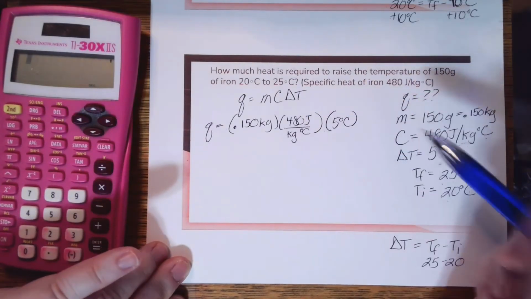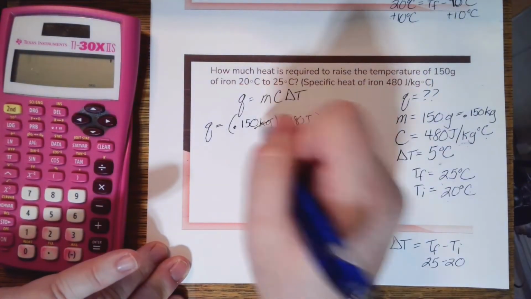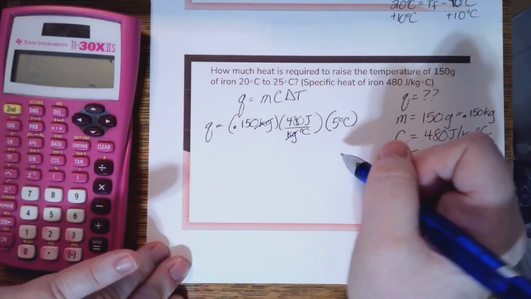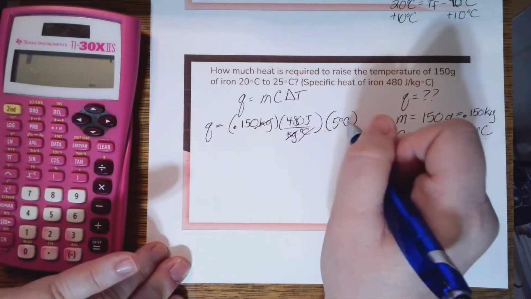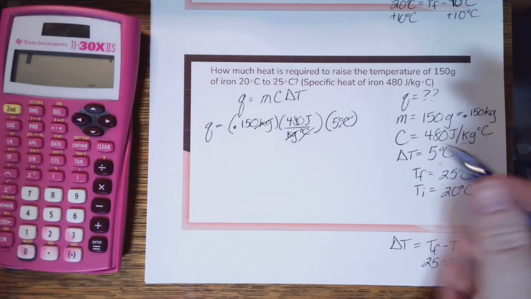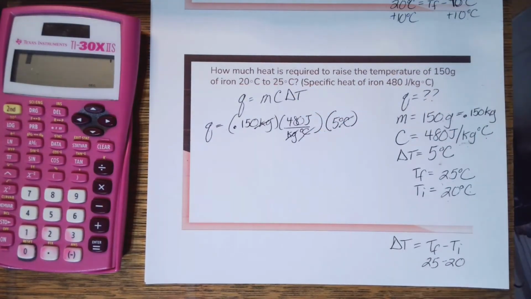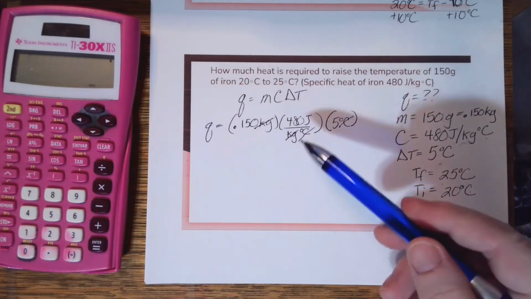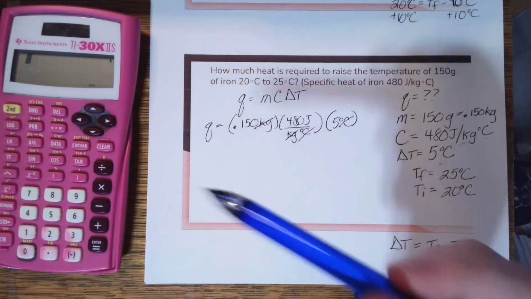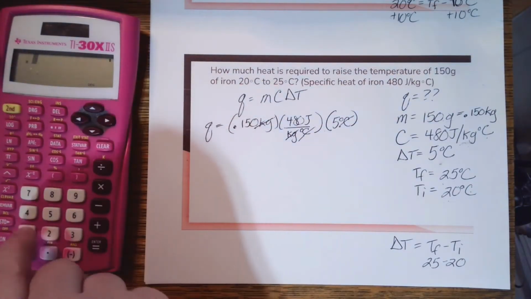Now this is simple. Let's look at what I can cross out. Kilograms. You see why that was important? I can cross this out. Otherwise I would have both grams and kilograms and not be able to cross it out. So you have to be careful there. That leaves me with joules, which is a unit for heat. So I just need to do the math.